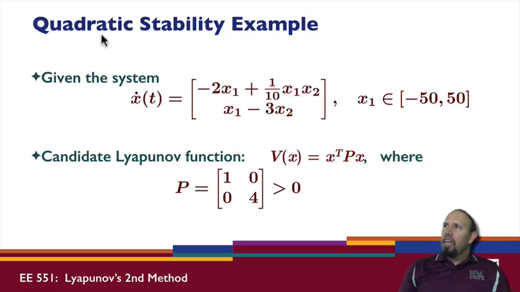Here is a quadratic stability example. So I have this, again, nonlinear system. Nonlinear systems are actually fun to work with in these cases because, for a linear system, you check the eigenvalues, boom, you're done. That's a simple way of doing it.